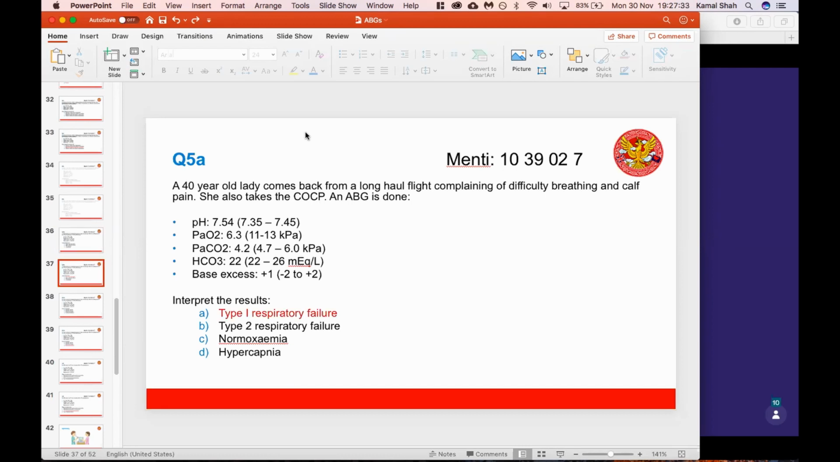So the answer is actually type 1 respiratory failure, because the carbon dioxide should be high in type 2 respiratory failure. So that was maybe a tricky question. Question 5b, interpret the results. You guys are getting good at this, so this shouldn't take as long.